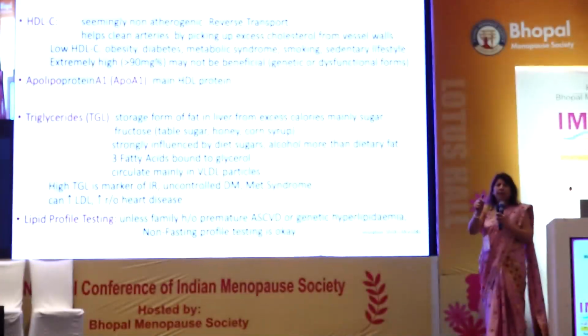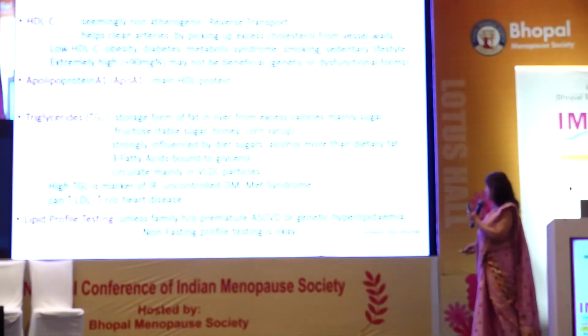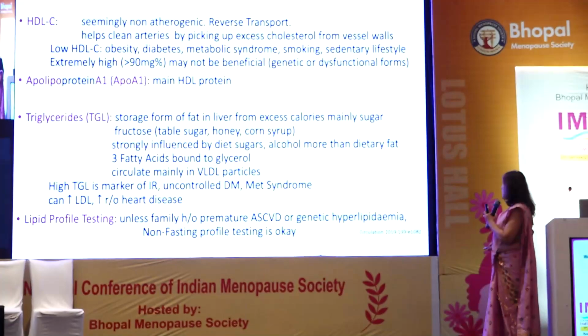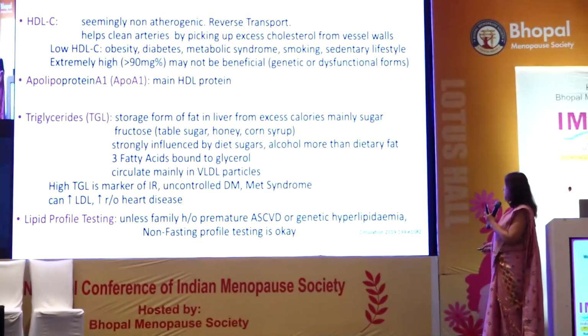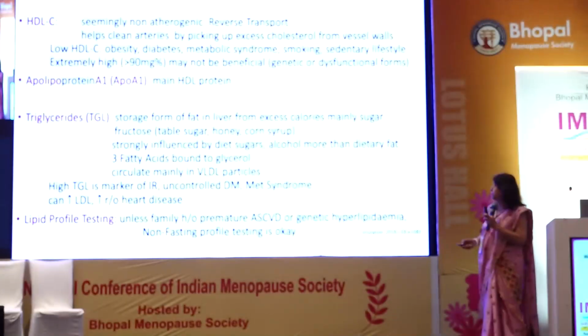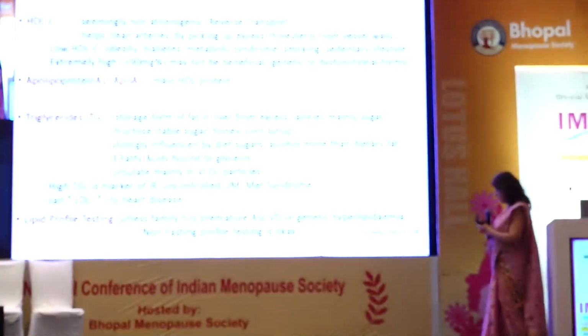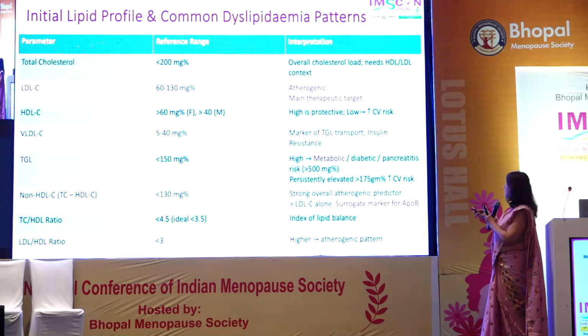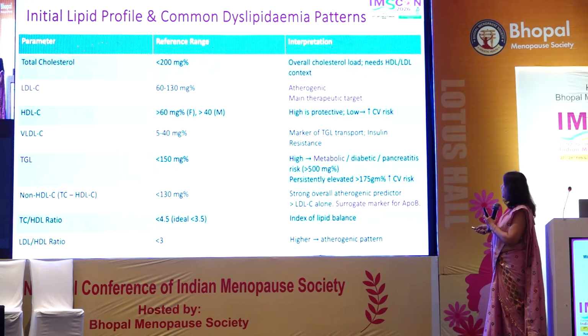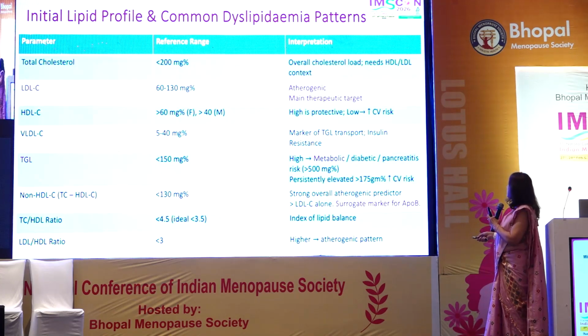Now, a word about lipid profile testing. Unless you have a family history of premature ASCVD or genetic hyperlipidemias, non-fasting profile testing is okay. So this is your initial lipid profile, and these are all the reference ranges that you can see. Total cholesterol should be less than this, LDL should be 60 to 130, and so on. And then these are the various ratios.